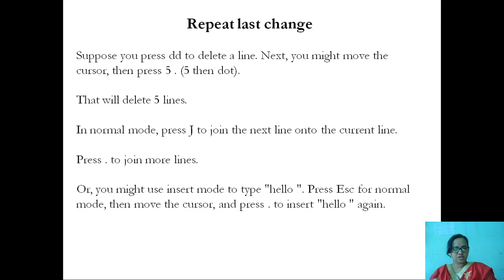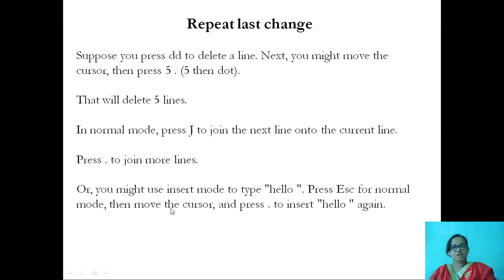In normal mode, press J to join the next line onto the current line. When we want to join one line to another, normally we can press the J command to join the next line with the current line. Press dot to join more lines. One time I gave the J command and joined, but next time if I still need to join, I can press dot.